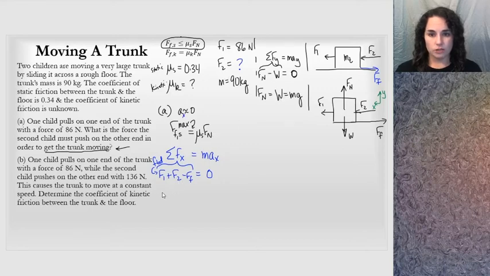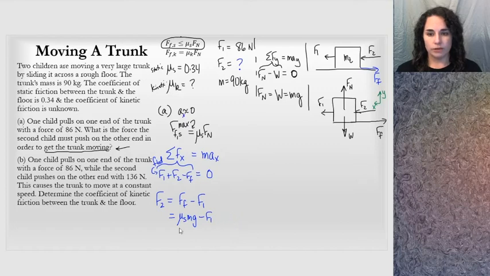So let's solve this equation for F2. F2 will equal the force of friction minus F1. I know the force of friction. The force of friction is mu s times the normal force, and the normal force is equal to mg. So I'm just going to put mu s mg minus F1. I know all the values for these, so I get 0.34.